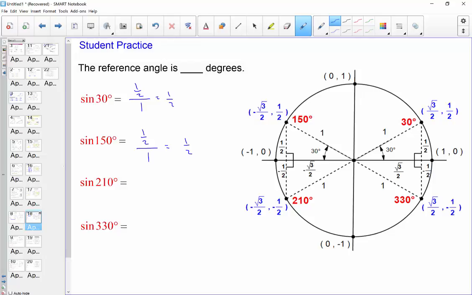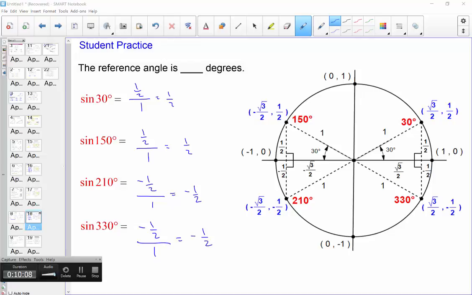In quadrant 3, we have 210 degrees. Using our reference angle of 30 degrees, the opposite side of 30 degrees is negative 1/2 over the hypotenuse of 1 equals a negative 1/2. And in quadrant 4, 330 degrees, using 30 degrees as our reference angle, the opposite side is negative 1/2 over hypotenuse of 1 equals negative 1/2.